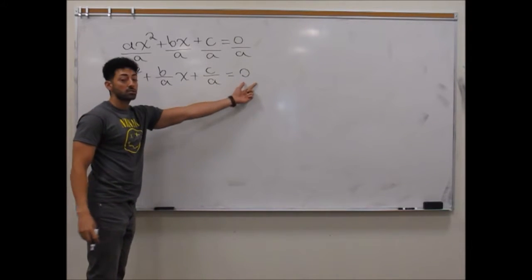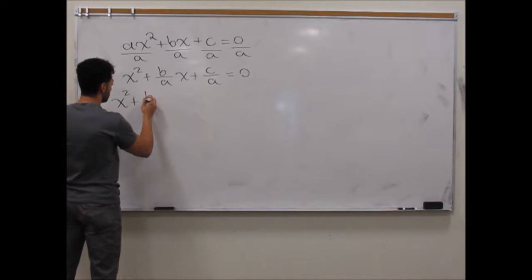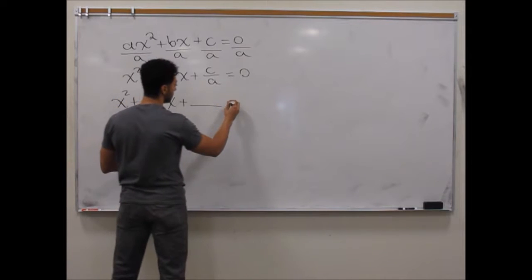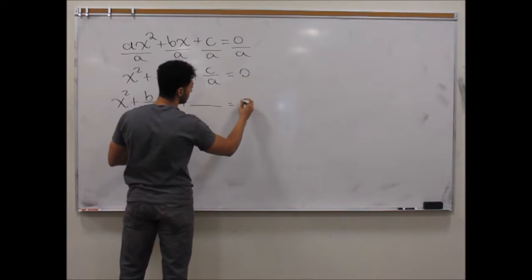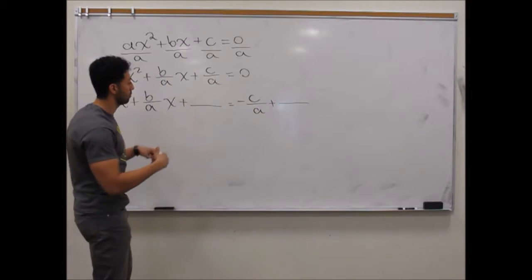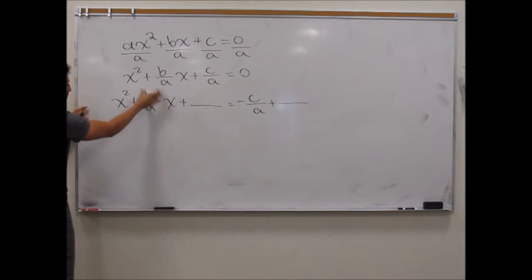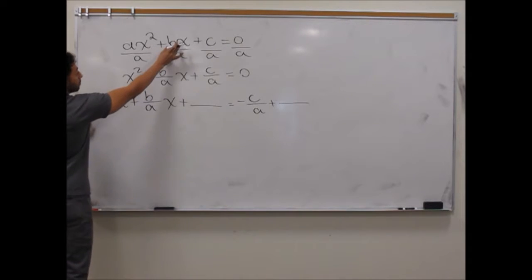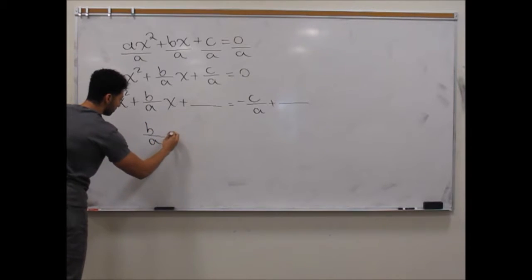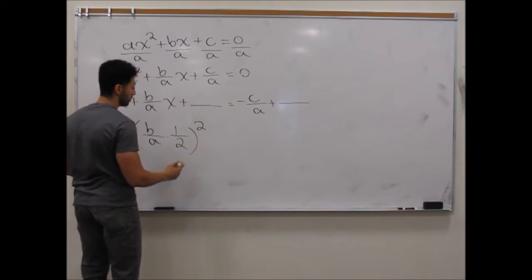So I'm going to subtract this constant over. So then I get x squared plus, and I'm going to leave a space here. I'm going to subtract the constant over, and then leave another space, because when you complete the square, you have to add that term onto both sides. So to complete the square, we take whatever's in front of this variable to the first degree, so it's b over a. We multiply that by 1/2, and then we square that. That's the term that's going to get added onto both sides.